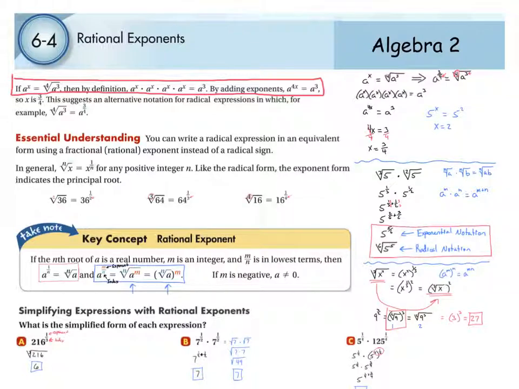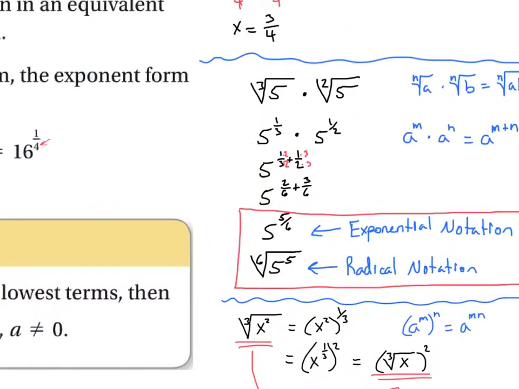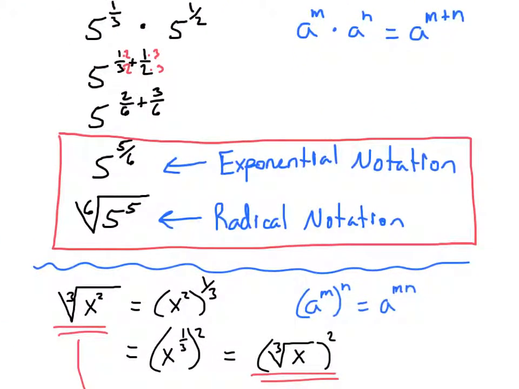Okay, so in section 6.4, dealing with rational exponents, yesterday we talked about going from radical notation to exponential notation. Right here was a quick idea of what those two looked like. 5 to the 5/6 power is written in exponential notation. We could rewrite that exact same thing in radical notation, saying the 6th root of 5 to the 5th power.